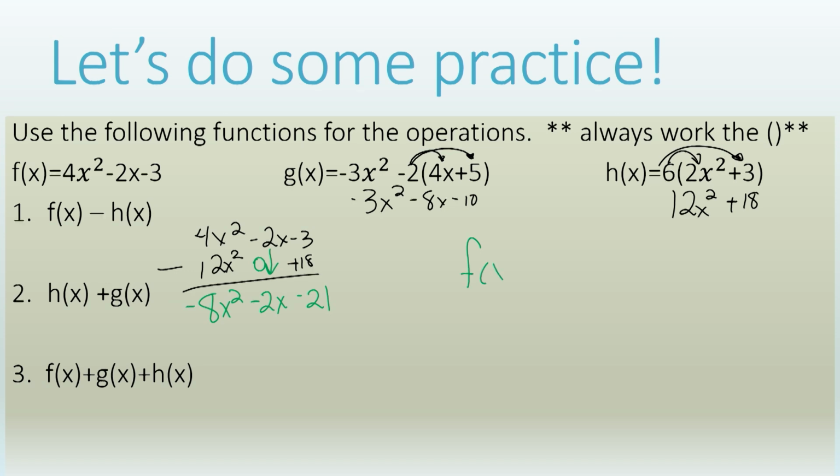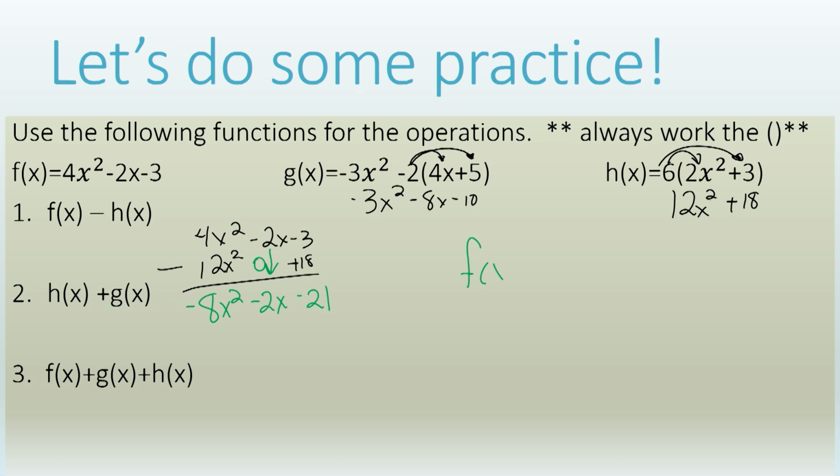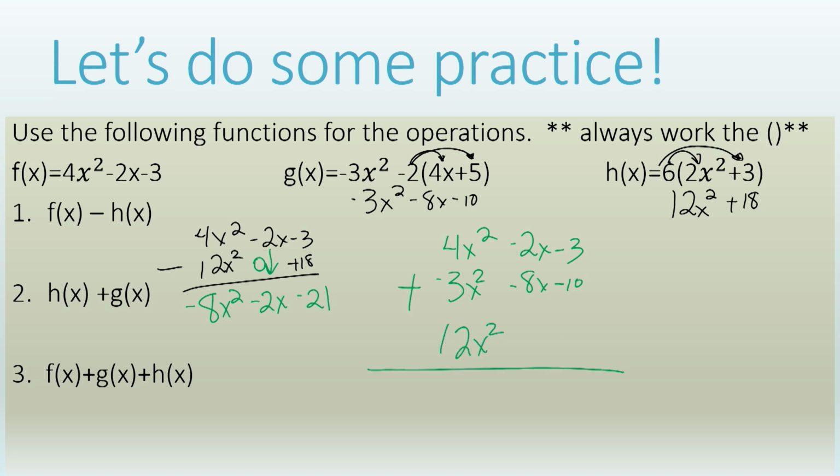F of x, whoops. All right, so I'm doing 4x squared minus 2x minus 3 plus g of x, which is negative 3x squared minus 8x minus 10 plus 12x squared plus 18. Everybody take a minute, work this one.